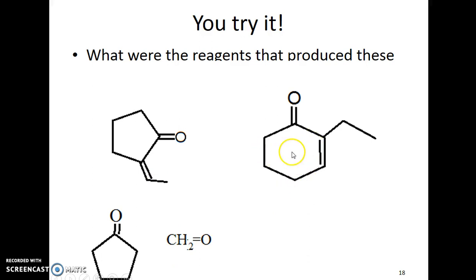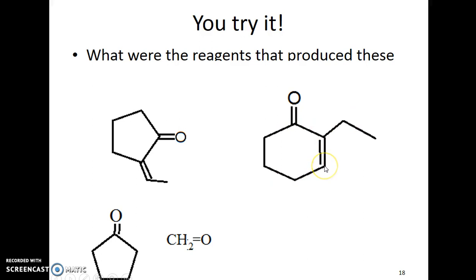Okay, over here, what do we have? We have cyclohexanone and a cyclohexenone with an ethyl on there. How is it that we can make this? Again, cut the ene in half, and you're going to have this be the methylene, and then all the way around, this will be an aldehyde. Okay, if we look at this, we should have 1, 2, 3, 4.